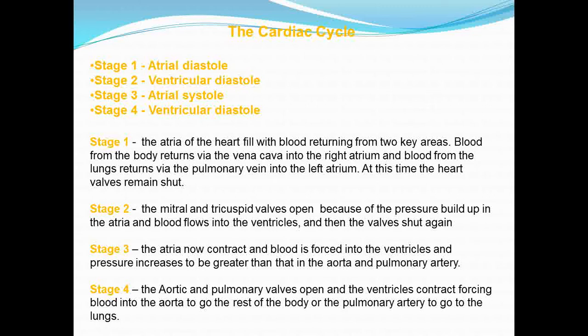So we're just going to talk a little bit about how the blood flows through the heart. So the first stage is where the atria of the heart fill. So they're the top two chambers, and because of the pressure build-up from that, the mitral and the tricuspid valves open, and the blood then flows downwards towards the ventricles. The valves shut off so that there's no blood flow back up through the ventricles into the atria.